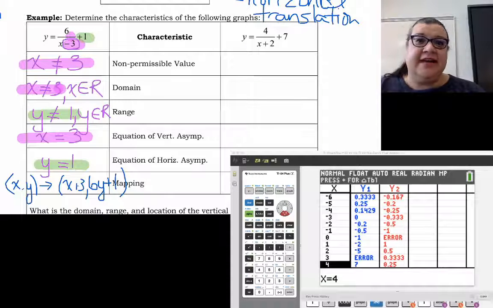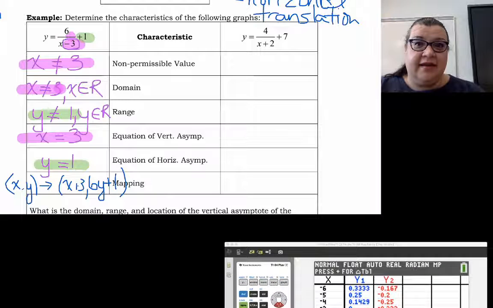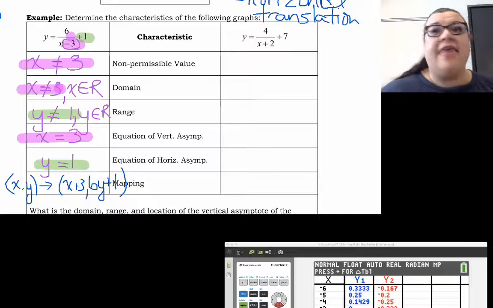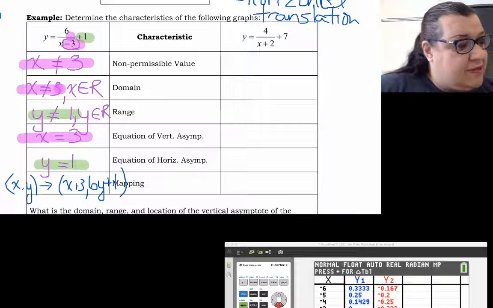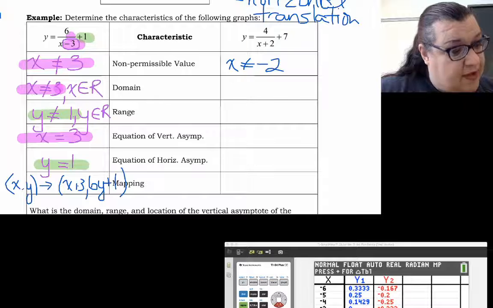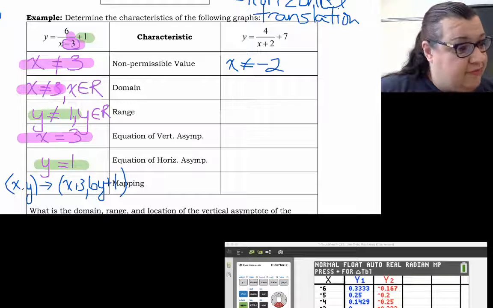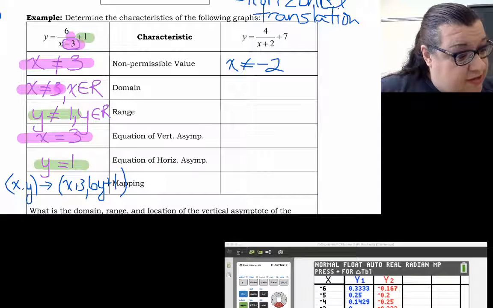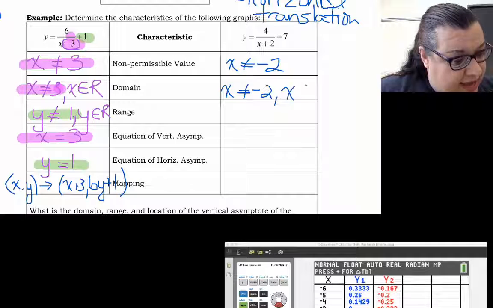Okay. If we take a look at this next one, let's first talk about non-permissible value, domain, range, equation of asymptotes and things, and then let's graph this one. So what's our non-permissible value for this one? It's that x cannot equal negative 2, because negative 2 plus 2 would give us a denominator of 0. Our domain now we know is related to that. So our domain is that x cannot equal negative 2, but x can be any other real number.